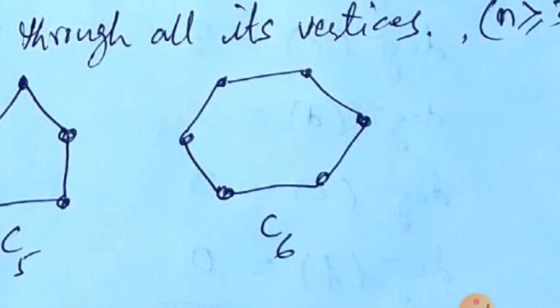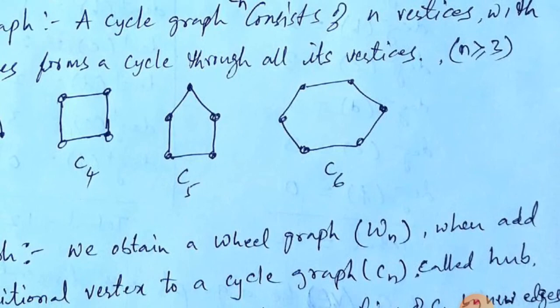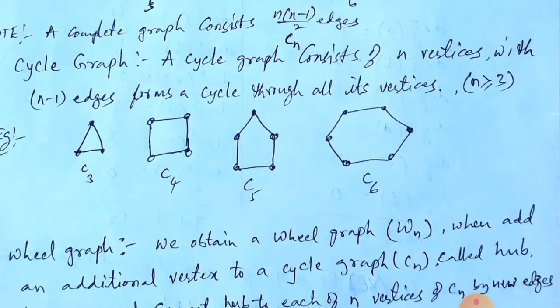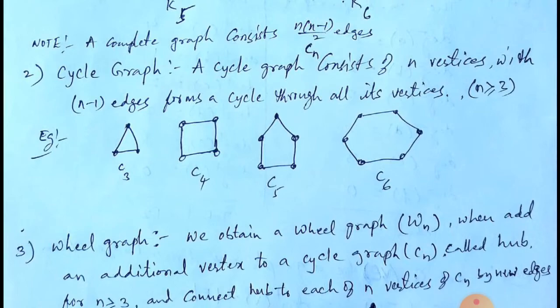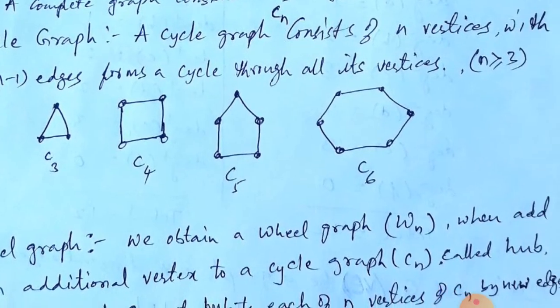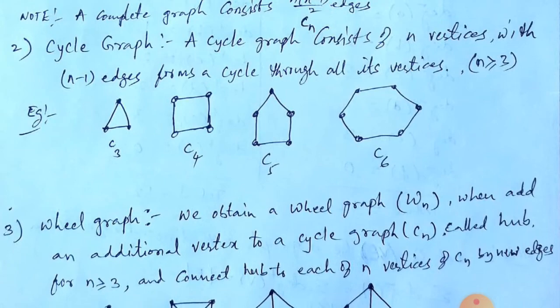Now observe here it forms a cycle. If you start with any vertex, pass through all the vertices through edges and come back to the same vertex, you will get a cycle. So the C6 graph or Cn graph forms a cycle. That's why this is called a cycle graph, and a cycle graph exists for n greater than or equal to 3 only.